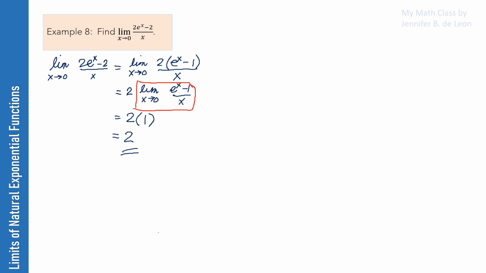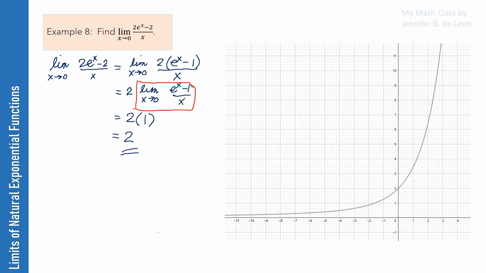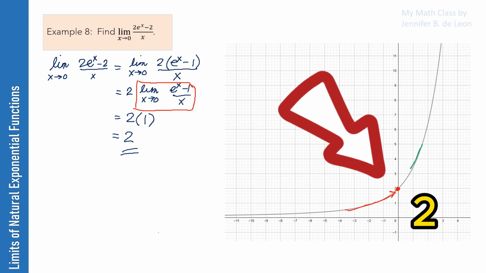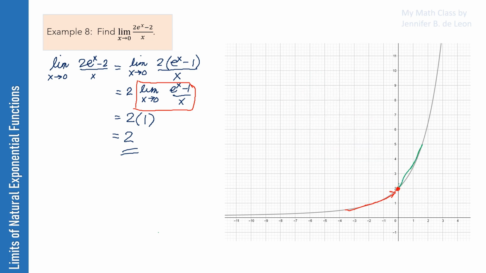Let's try graphing the given function to confirm whether the limit is really equal to 2. Looking at the graph, as x approaches 0 from the left, we will have 2, whereas as x approaches 0 from the right, we will also have 2.